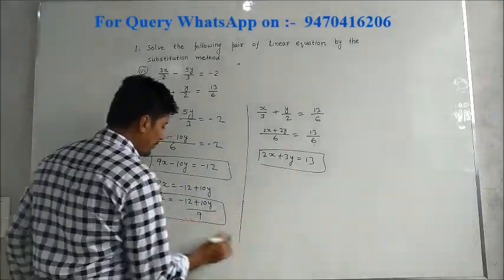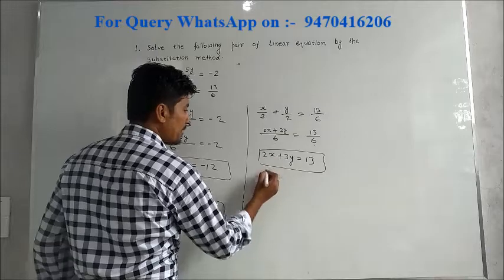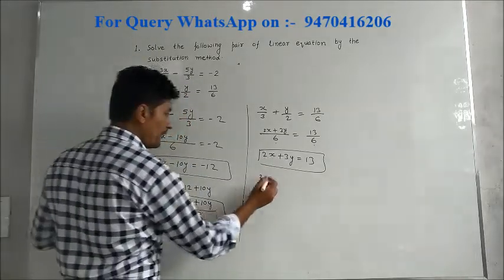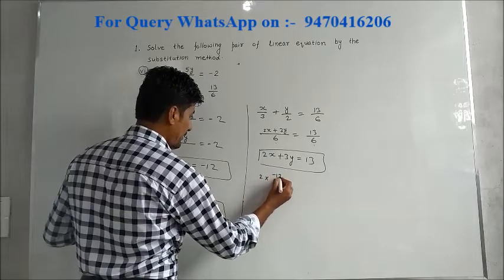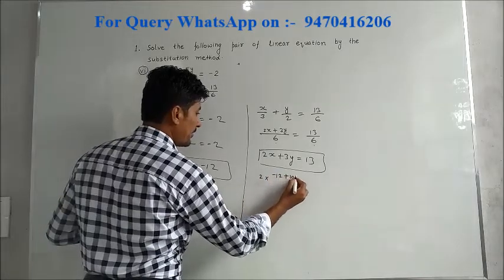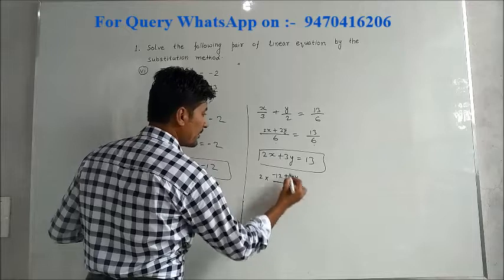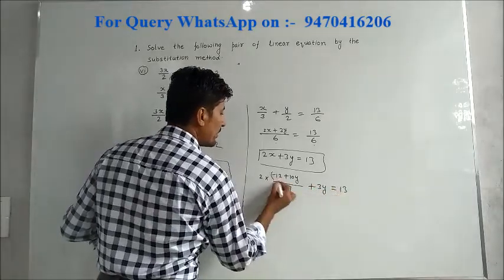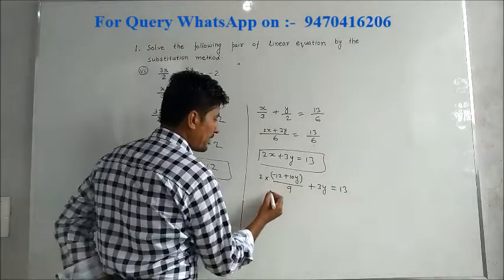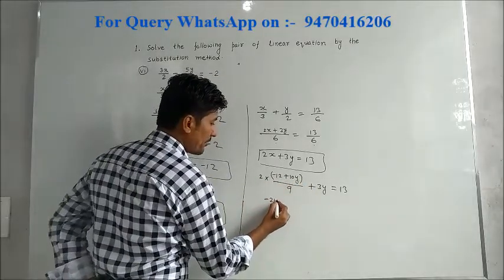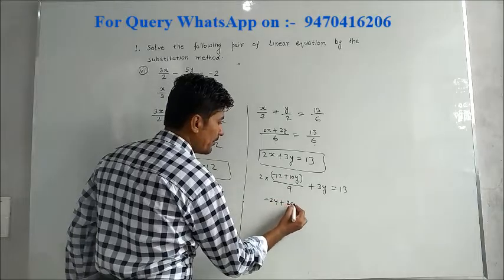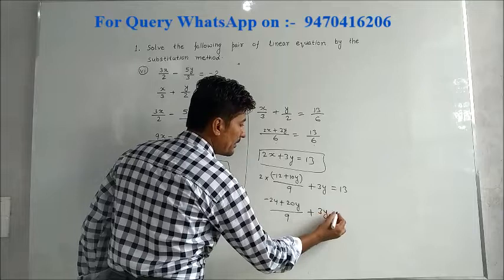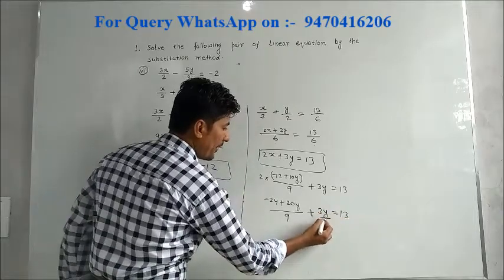So let us see. After putting the value of x in this equation, 2 will be as it is. In place of x, we are going to put this whole value. So we can write 2 times (minus 12 plus 10y) divided by 9, plus 3y as it is, no change, equals 13. So we multiply 2 with minus 12, which gives (minus 24 plus 20y) divided by 9 plus 3y equals 13. We can find the LCM also.